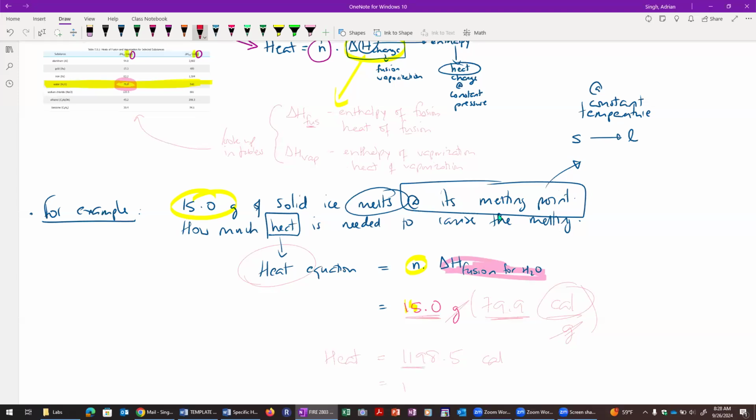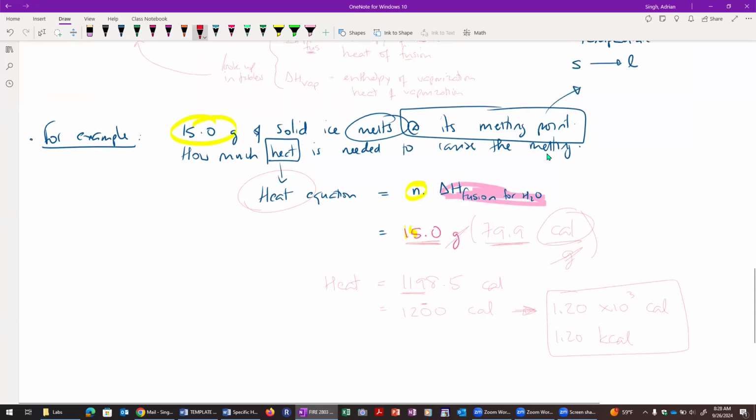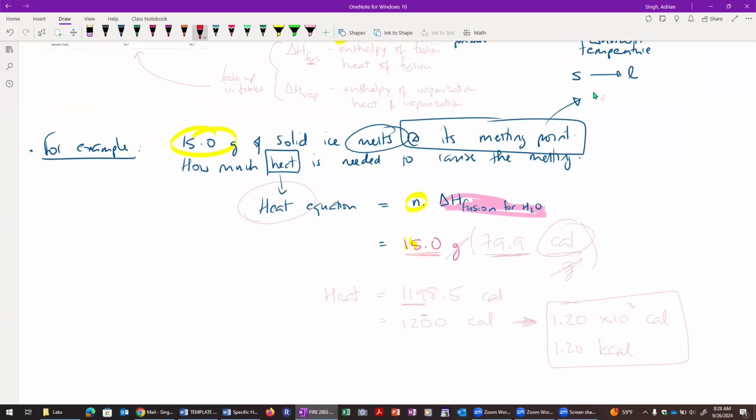So that would be 1,200 calories, and the way we express that with the right number of sig figs is to write it in scientific notation: 1.20 times 10 to the 3 calories. Or we could say 1.20 kilocalories. We just converted to the kilo. So we could then calculate the heat needed. Remember, this is undergoing melting, so we need to provide heat. This is an endothermic process. Heat goes into the system, so it's required for this to happen, to cause the ice to melt.